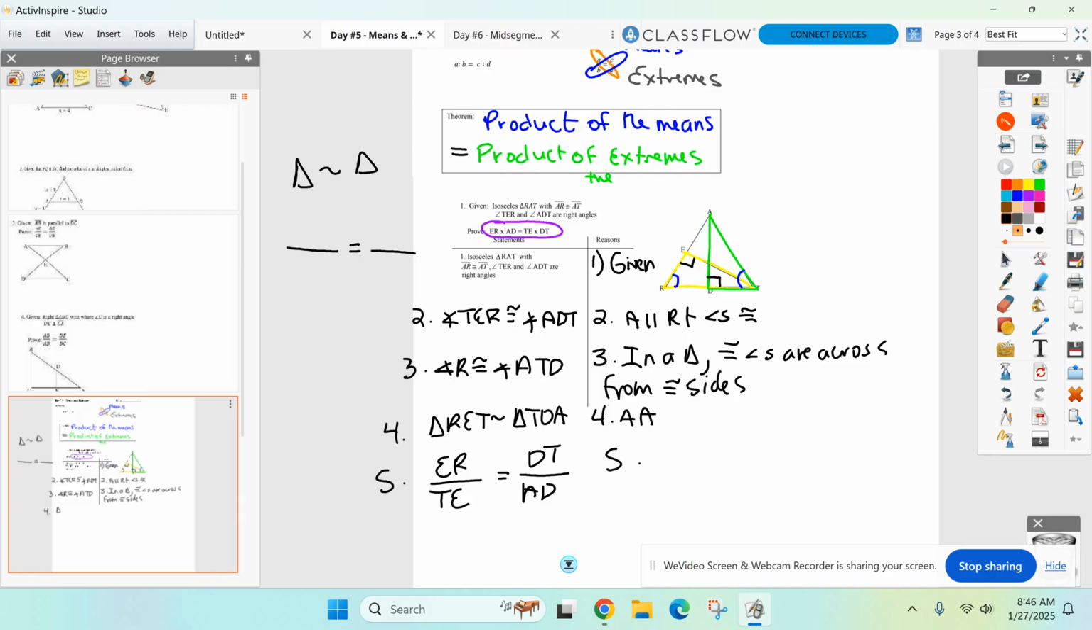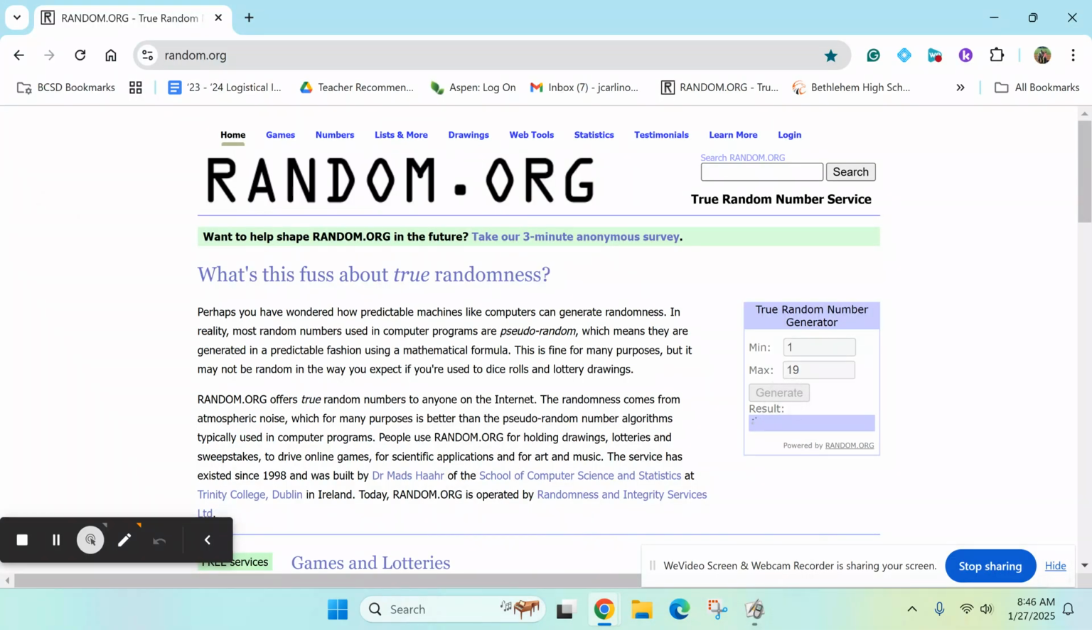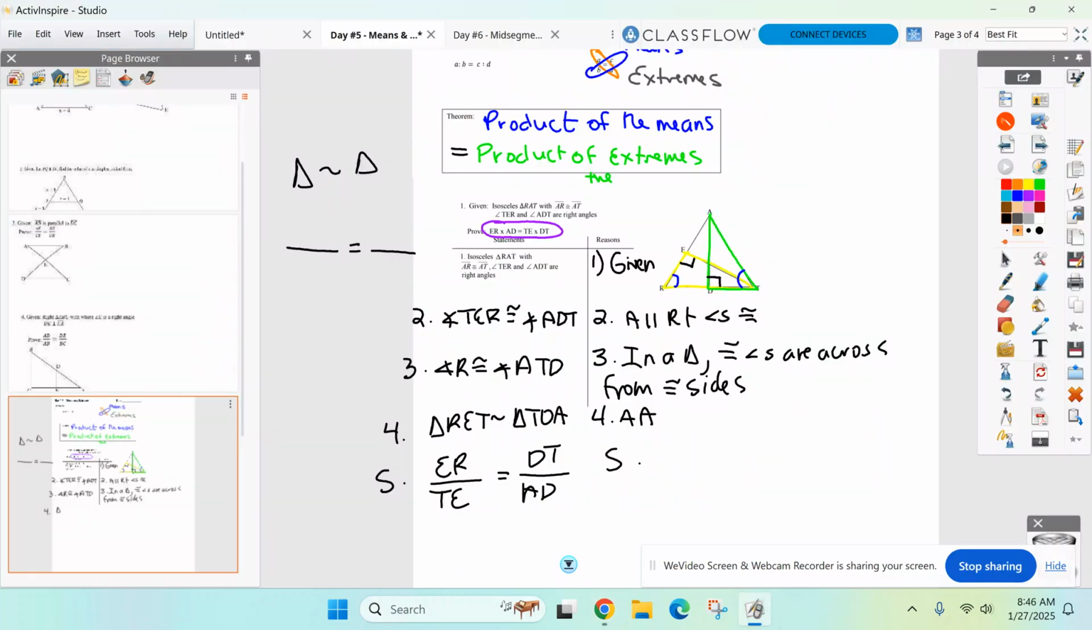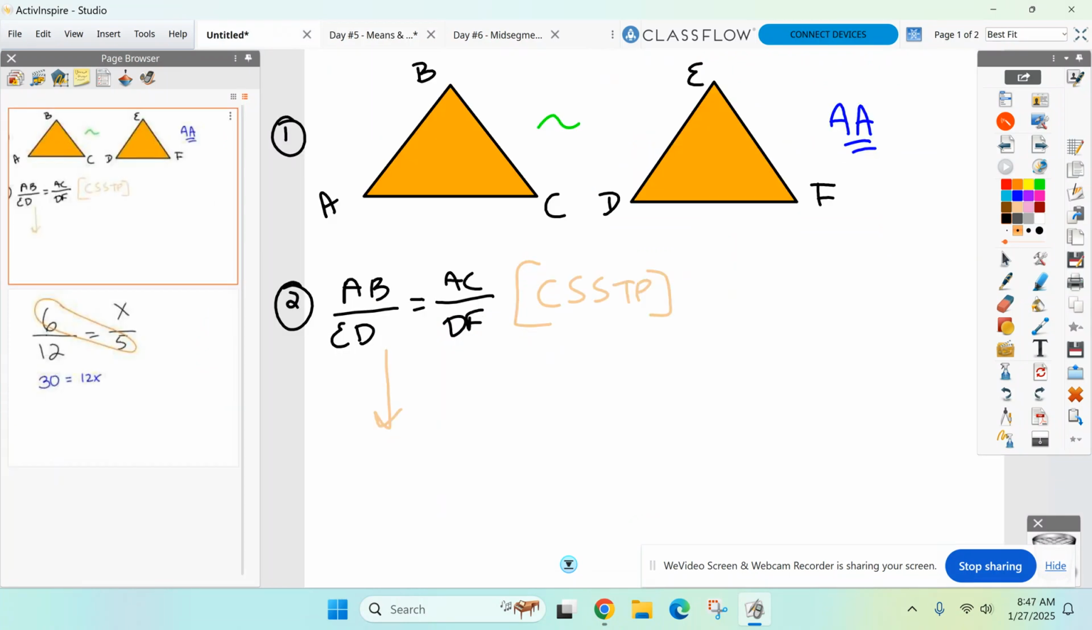And this is what we called what right before we started reviewing for the midterm. If the triangles are similar, the corresponding sides are in proportion. Little shorthand for that one. I have it. I got it. I forget. It's all right. It's been a while. Oh, CSSTP. There you go. Yep. CSSTP.